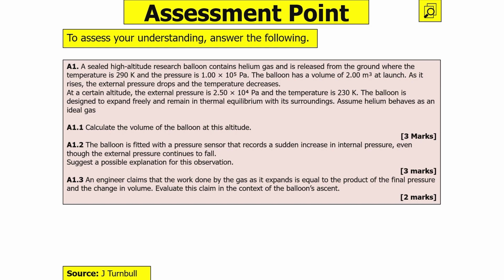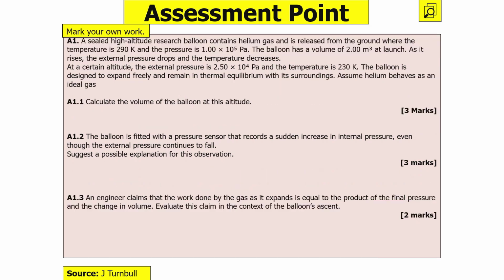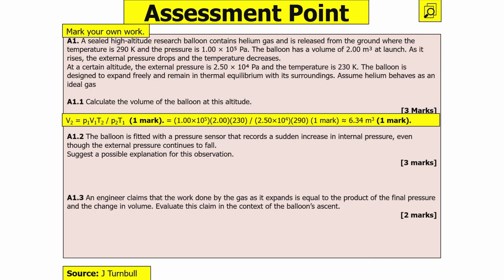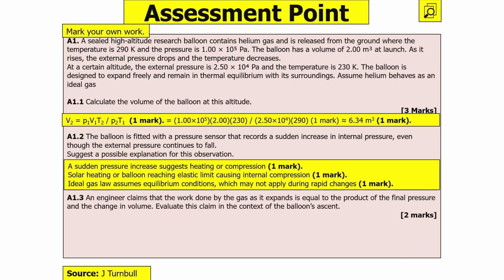In our first answer, how can we work out the volume of the balloon? Well, we can say that V2 is equal to P1V1T2 over P2T1, so it's just using the gas laws. Pop in all the values and we get 6.34 meters cubed. Next one, a sudden pressure increase suggests that there's going to be a heating or compression. Now, solar heating or the balloon reaching the elastic limit could cause an internal compression. Now, the ideal gas law assumes equilibrium conditions, and that may not apply during the rapid changes.